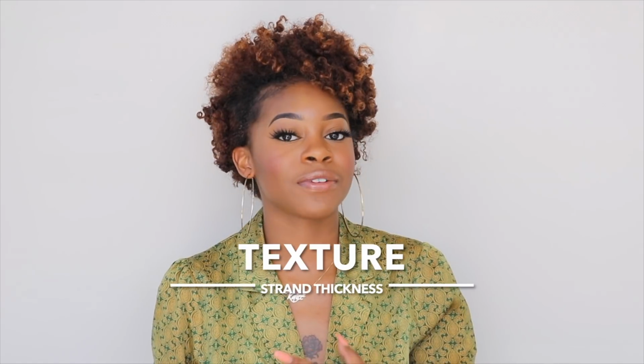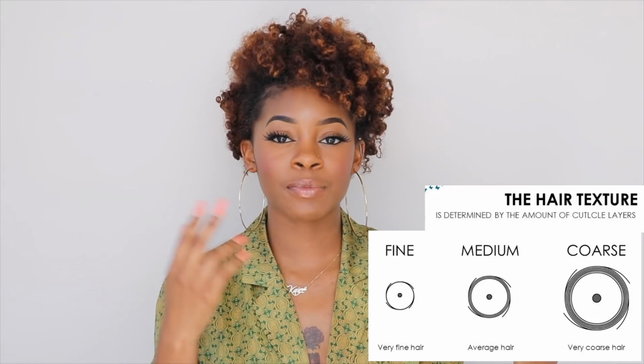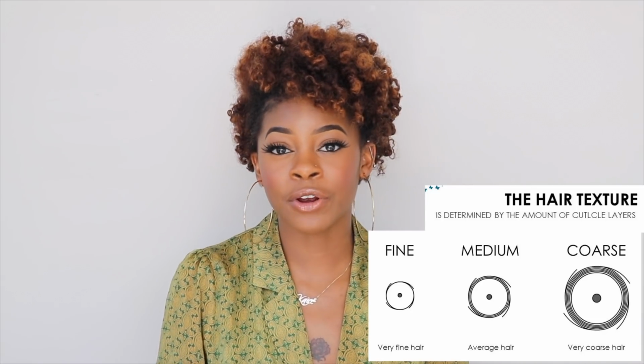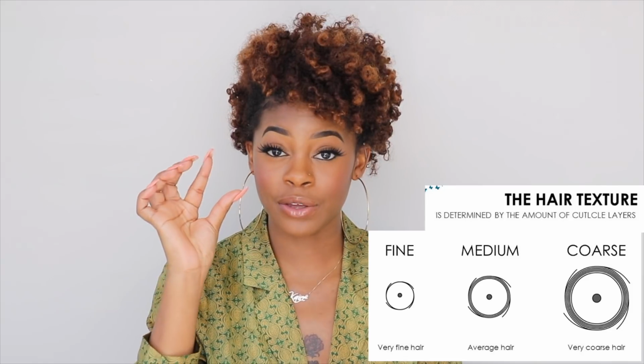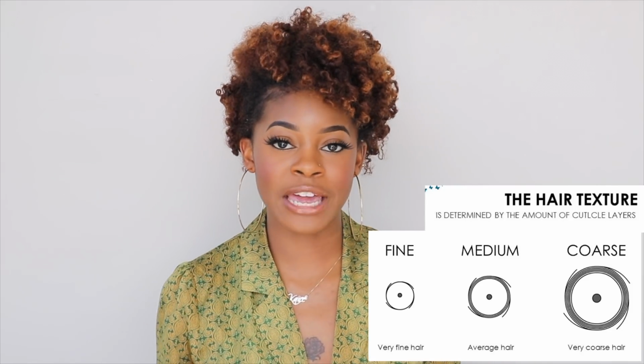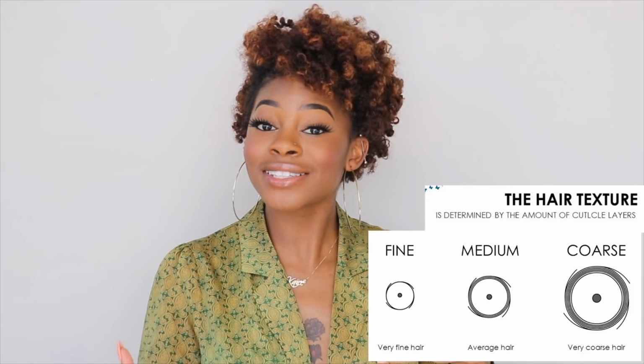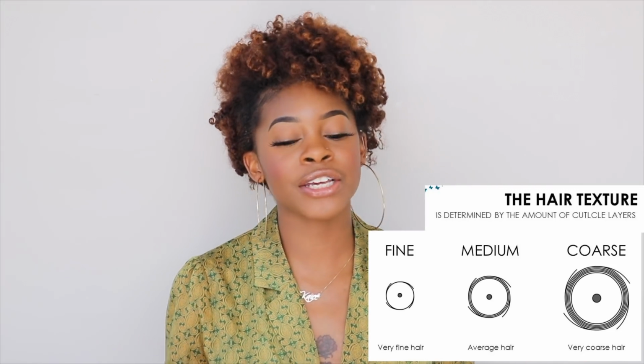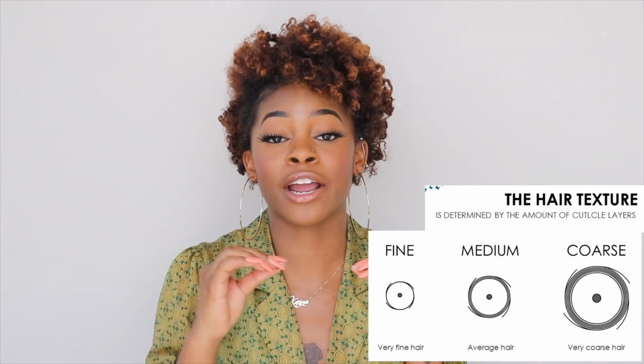Your texture basically refers to the circumference of each of your individual strands, and it ranges from coarse to medium to fine. Literally think of it as the size of your individual hair strand and how big it feels. The coarser the strand, the harder it may be to moisturize the hair. Hence, you may need a heavier or a thicker moisturizer. And the finer the strand, the easier it may be to moisturize because the hair strand is so small.